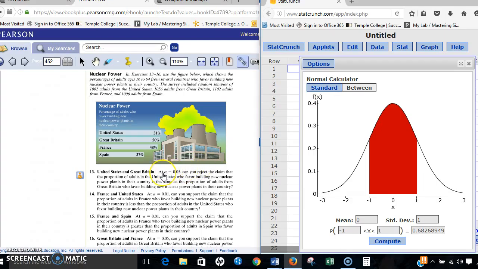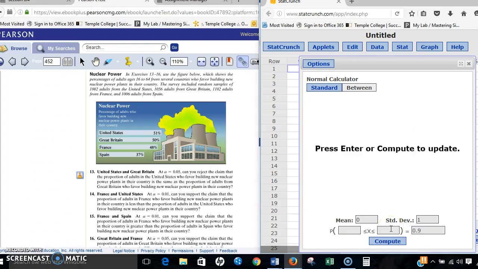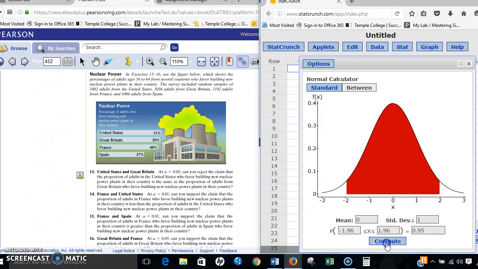Now normally, if it's one-tailed, we use the value for alpha. But when it's between, I have to use 1 minus alpha. Well, 1 minus 0.05 would be 0.95. And when I click compute, it gives me those cutoffs for the rejection region.